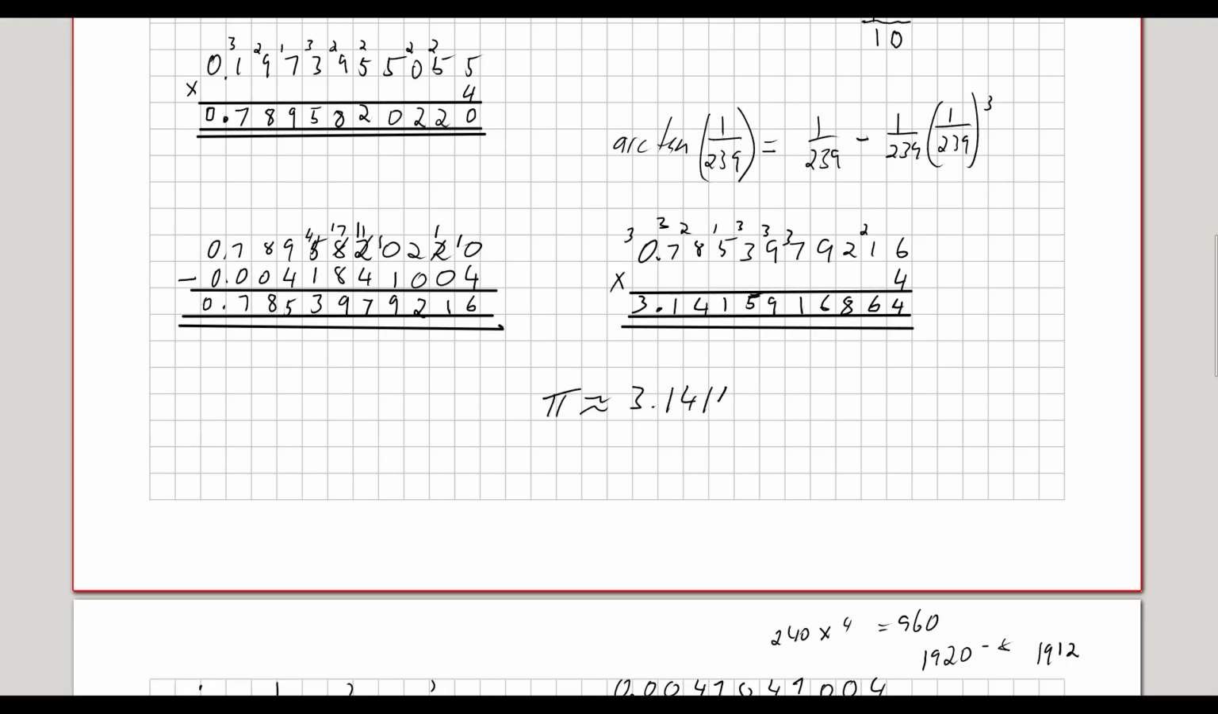3.14159, and if we round up this, 2, so we've just calculated pi by hand. So 3.141592, which is quite a good approximation of pi.